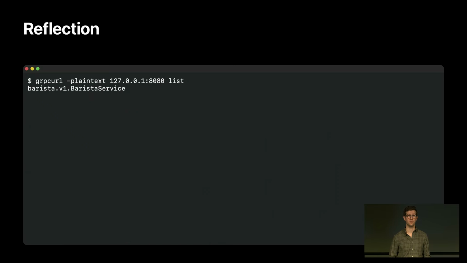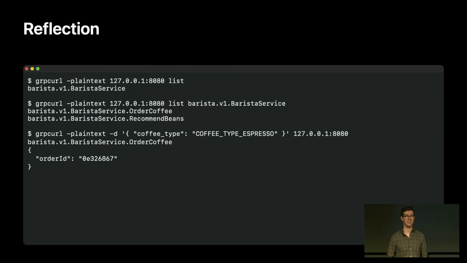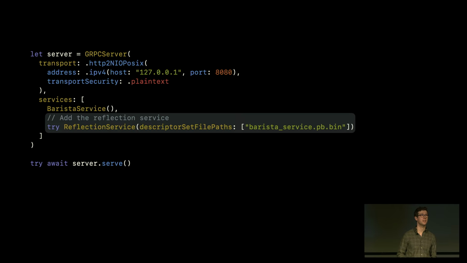There are a number of tools built around the reflection service, like gRPC curl. It enables you to do things like list the available services, list available methods on each service, and even make requests. All of this without having to generate any code or have the proto files available. To use it, you just need to add the reflection service to your server. This is covered in more depth in an example in the gRPC.swift repository.